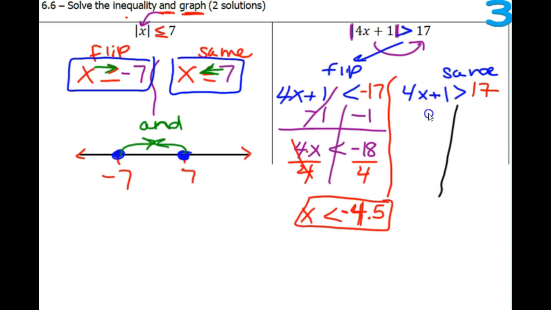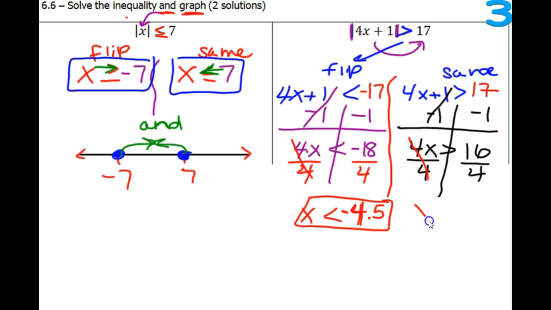Second answer, if I subtract 1 as well on this side, we get 4x is greater than 17 minus 1 is 16, and then divide by 4. So those eliminate, and we have x is greater than 16 divided by 4 is 4.